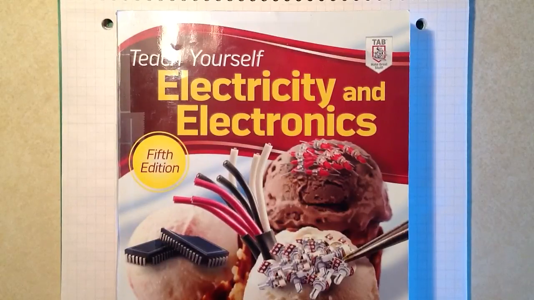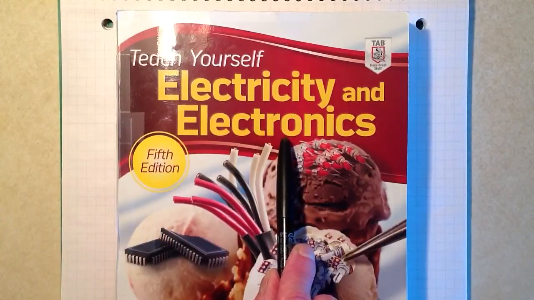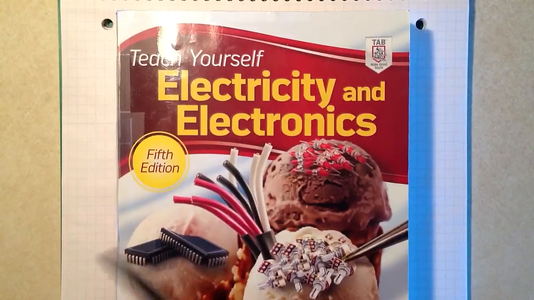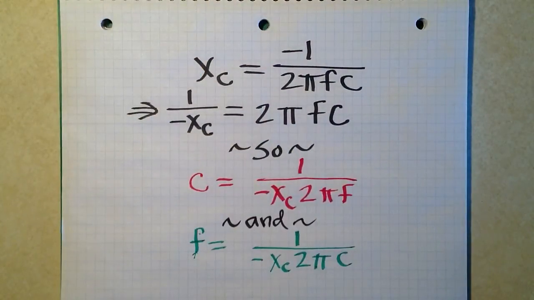The purpose of this video, the subject matter of which is covered quite extensively in this book, Teach Yourself Electricity and Electronics, all editions, the current edition happening to be the 5th, is to talk about how to determine a particular frequency or capacitance value when we want to obtain a specific amount of capacitive reactance. So let's get right to it.